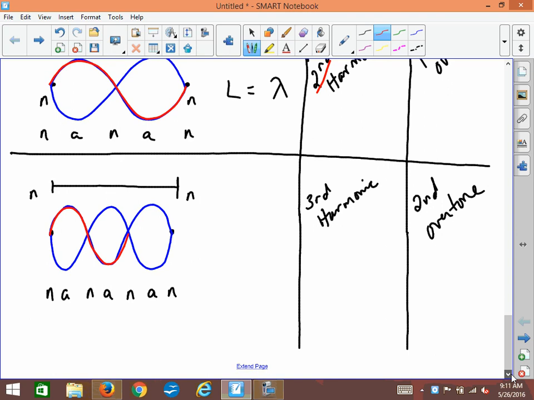Now it is equal to 1 lambda, but then I would have to put in another half a lambda to get to the full length of the string. So that's like saying that the length of the string from here to here is equal to 1 lambda plus another half a lambda, or 1.5 lambdas, or 3 halves. Same thing, 3/2 lambda.